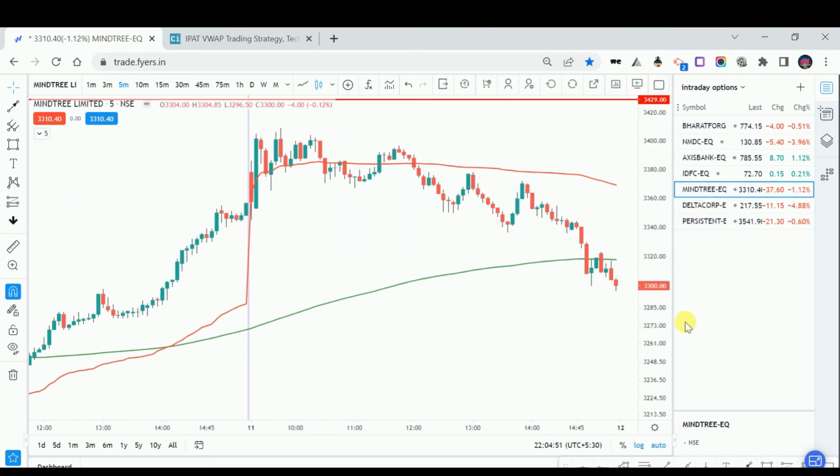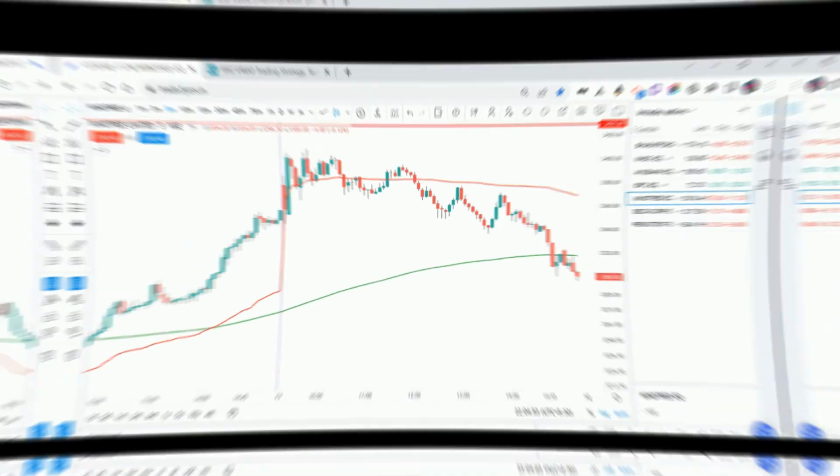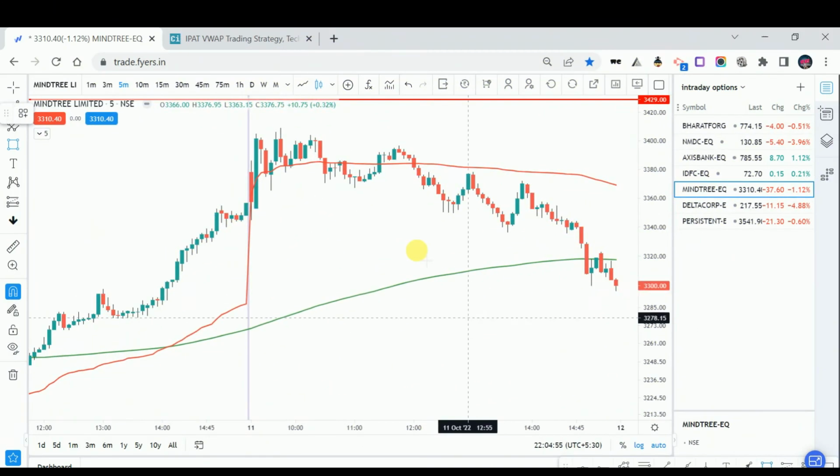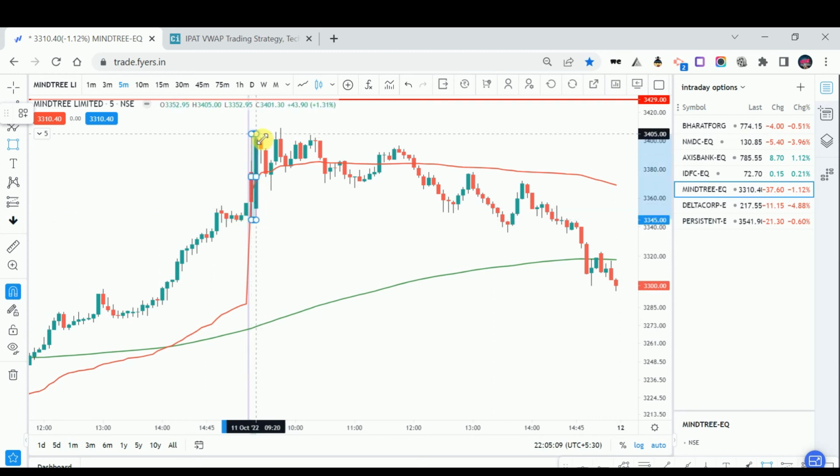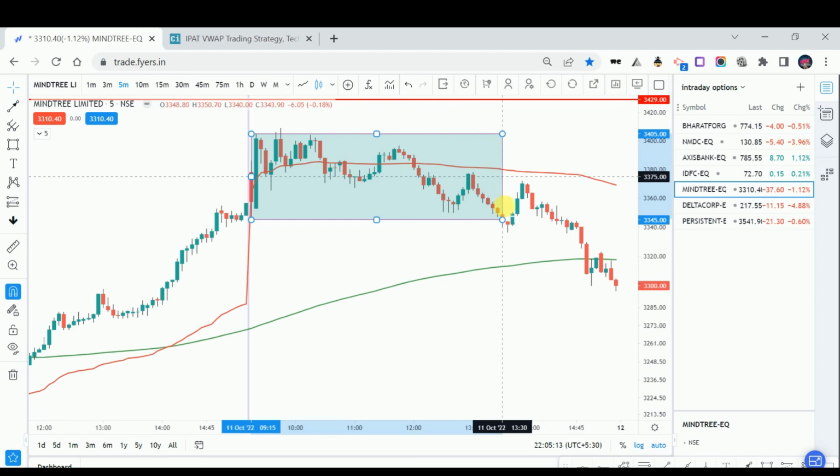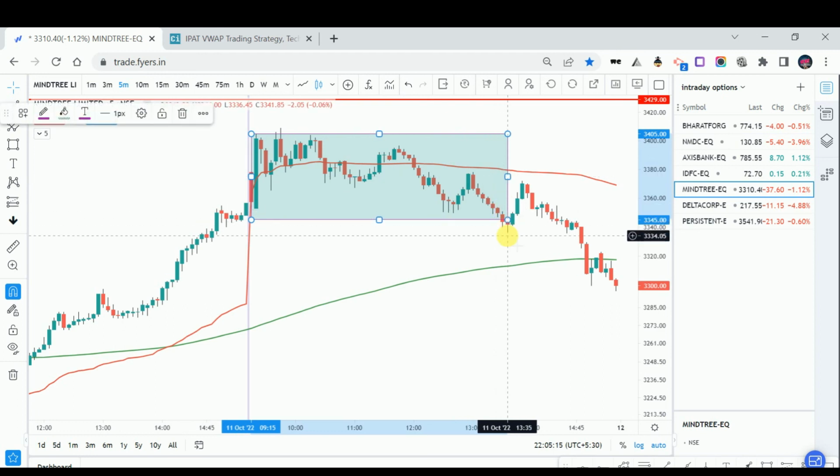The fifth stock is Mindtree. So in the initial candle, the stock opened above VWAP, then crossed below it, then again goes above. So this has created a sideways pattern. So it has formed this range, and once this range got broken down, then only the move has occurred.